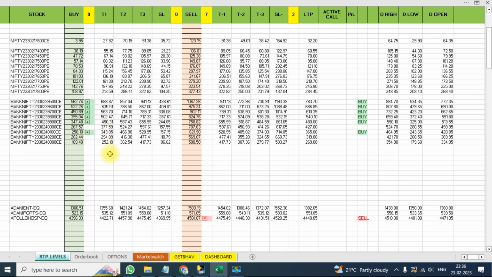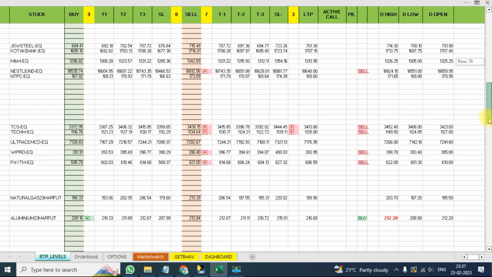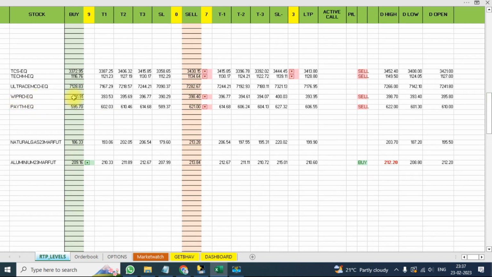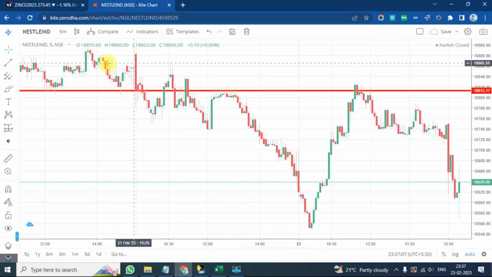Using this alert, you can log into your mobile application and place the order online. Okay, this is how things will work. I have shown you Apollo Hospital, and you can take any stock, for example Wipro. I'll share the Wipro chart.